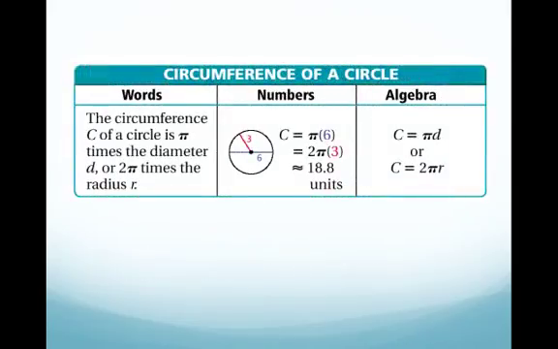We find the circumference of a circle by using one of the two formulas, pi times diameter or 2 times pi times r. And this works because the diameter is equal to 2r. In this example, the circumference is equal to pi times 6 or 2 times pi times 3. And when you multiply 6 times 3.14 and you round to the nearest tenth, you get 18.8 units.